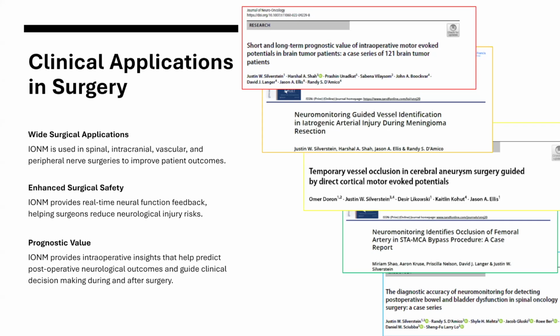And there's a ton of literature that supports this, including our own literature that supports the prognostic value of neuromonitoring and the increased safety of using a multimodal approach to identifying nervous system depression during surgeries.